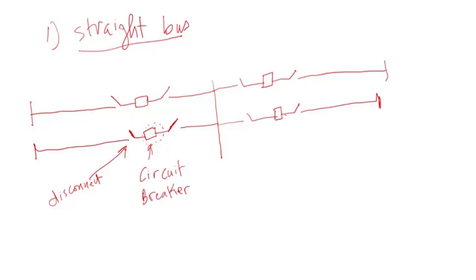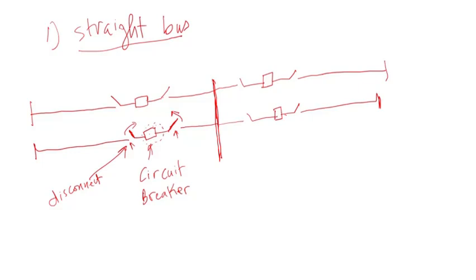That way, this bus will remain energized. All they need to do is open this disconnect switch and this disconnect switch. That way you interrupt the power flow, and they can work safely on this. So you can see this is a straight bus. It's less expensive than ring bus or breaker and a half.